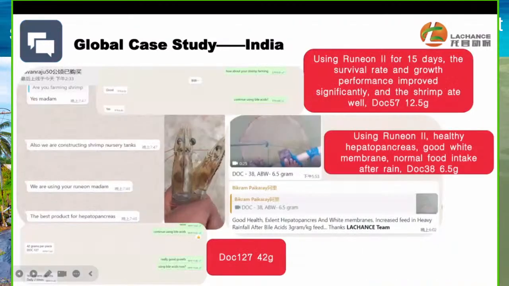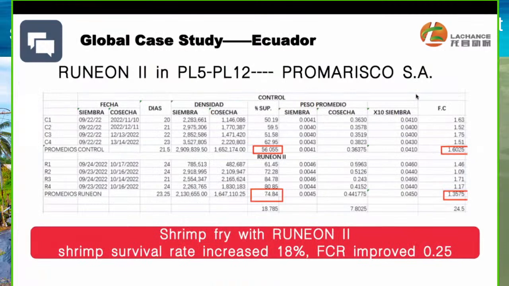And here is the feedback from India. After using bioacids for 50 days, the survival rate and the growth performance improved very significantly. And also the shrimps had a healthy hepatopancreas, a good white membrane, and a very good feed intake even after rainy days.